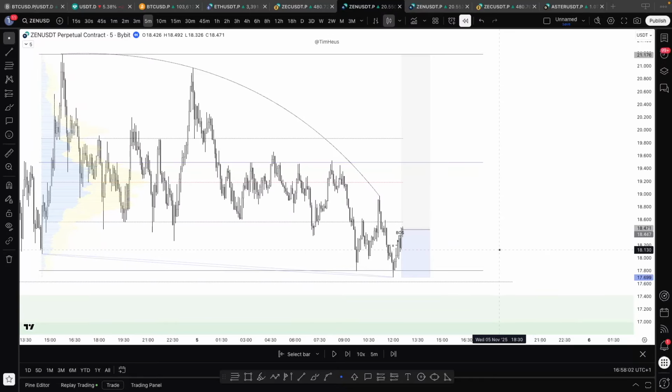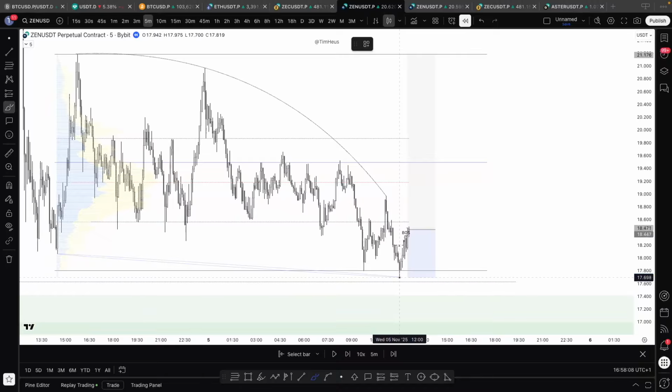What do I have in mind? I still have in mind that price can go lower, okay? This is not a 2% risk setup. You need to know when to be risk on, risk off.